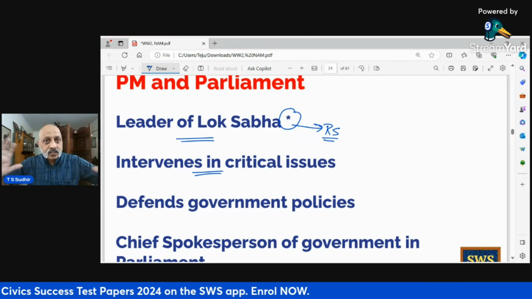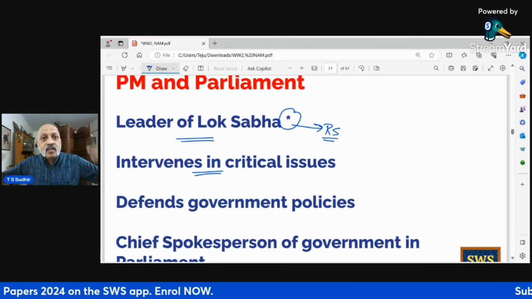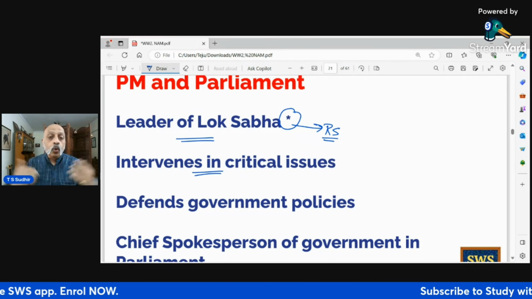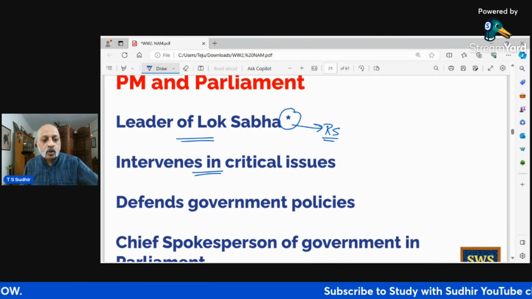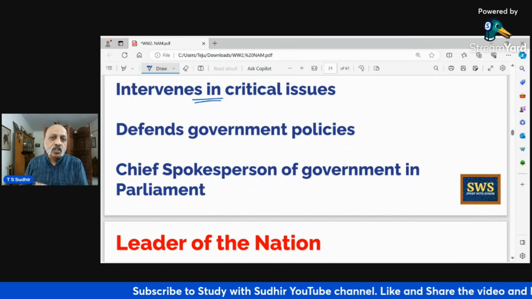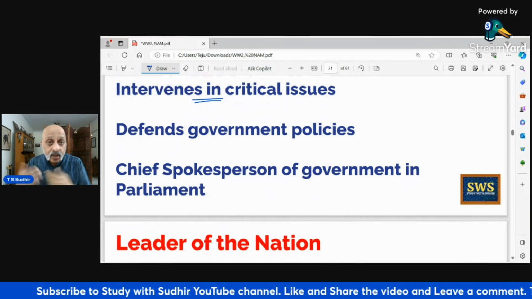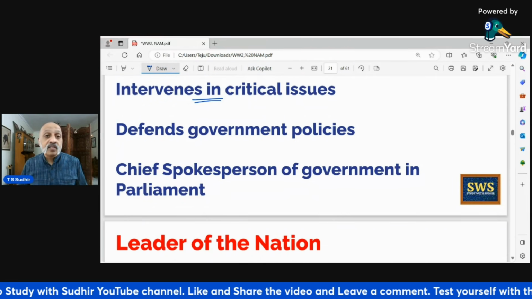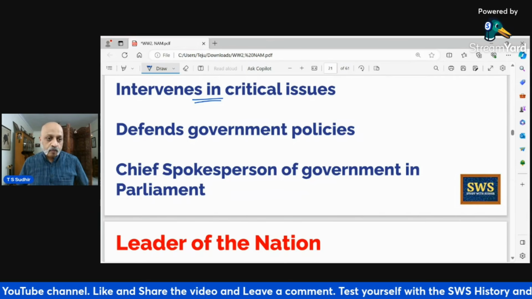When the prime minister stands and talks, the entire country listens. He's representing the ruling party's viewpoint. He defends the policies of the government कि क्यों ऐसा किया गया है. जैसे कश्मीर पर चर्चा हुई या किसी भी बात पर चर्चा होती है, the prime minister is seen as the chief spokesperson of the government of India.